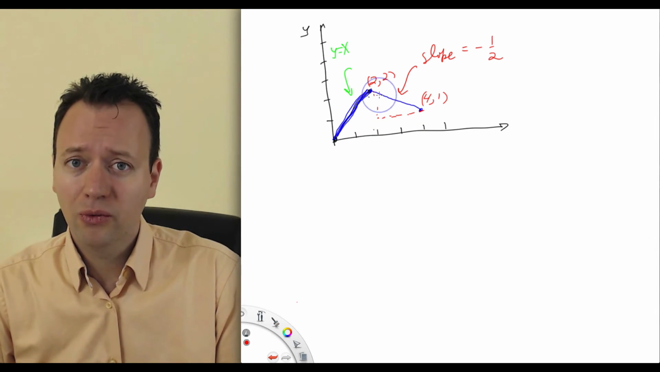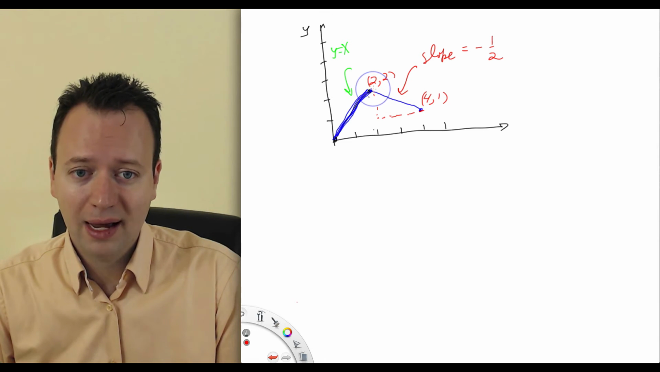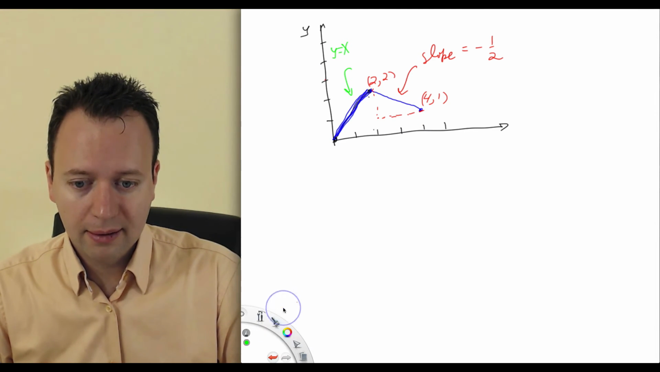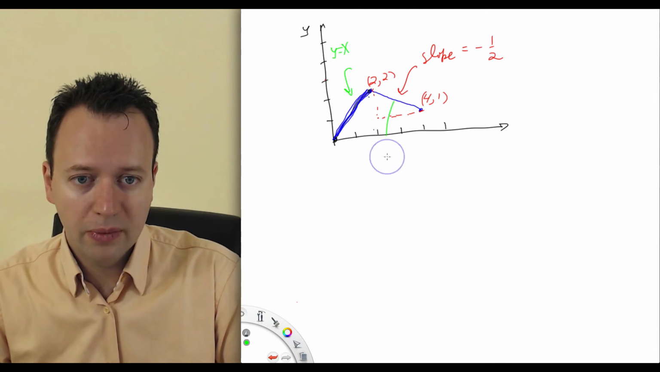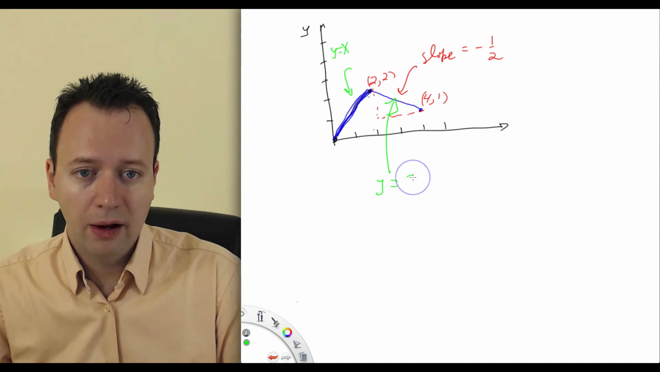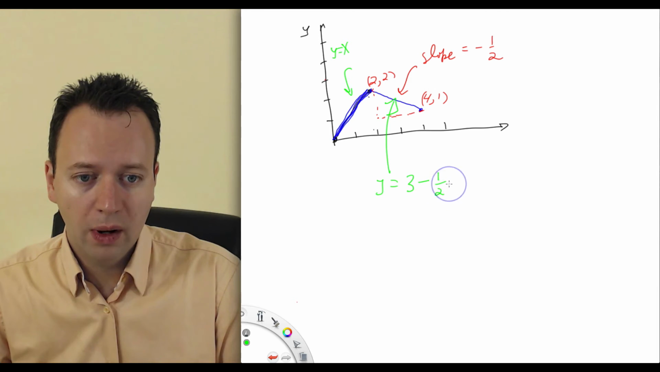So where's the y-intercept? Well, if this is at a height of 2, this line would continue to a height of 3 right here. So that second section is going to be y is equal to 3 minus 1/2 x.